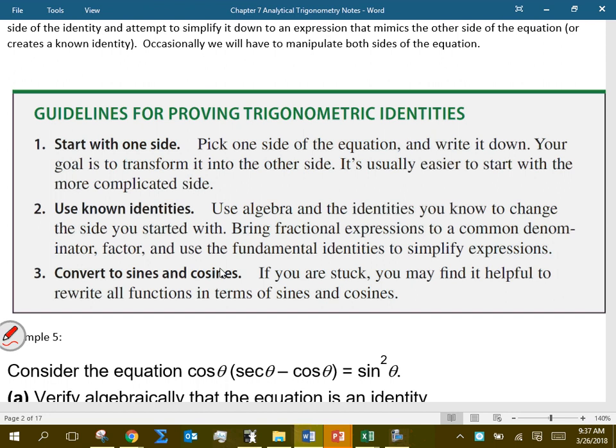So maybe my easier side is cosecant squared. Well, then I have to transform that to maybe 1 plus cotangent squared. So I have to expand it, make it look more complicated. That's just more difficult. Okay?